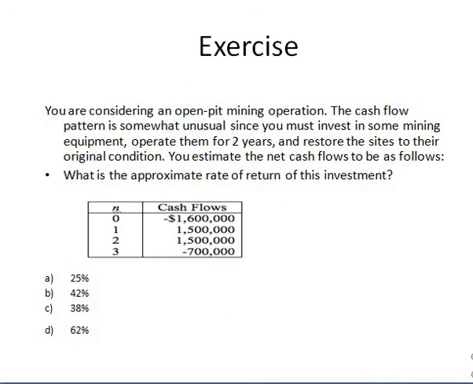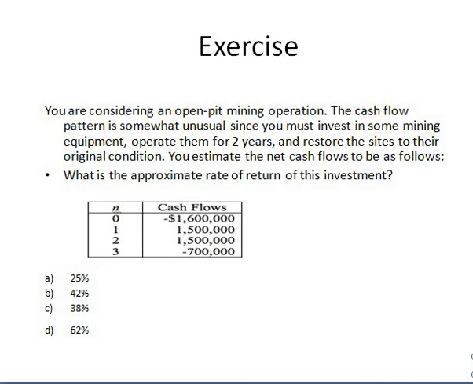Now I want to solve an exercise which is related to the IRR. We have solved many exercises related to the IRR in the lecture. They are enough, but this idea is a little bit different, so that's why I included it in the sheet. Let's read the exercise together. Here you are considering a mining operation. The cash flow pattern is unusual since you must invest in some mining equipment, operate for 2 years, then restore the site to its original condition. So you might see that the numbers are a little bit unusual. Ignore it. You estimate the net cash flow to be as follows, found in the table.